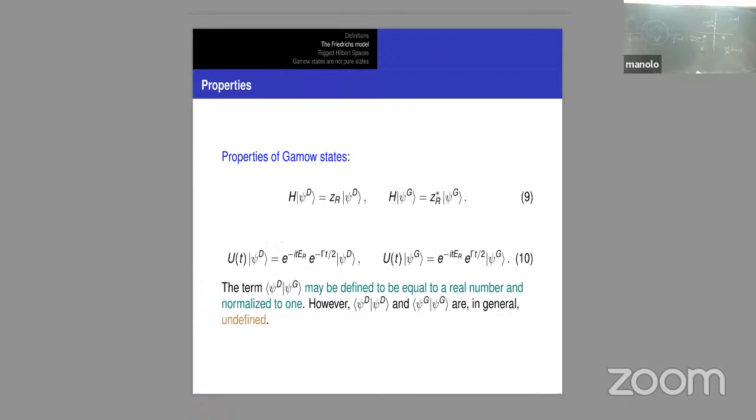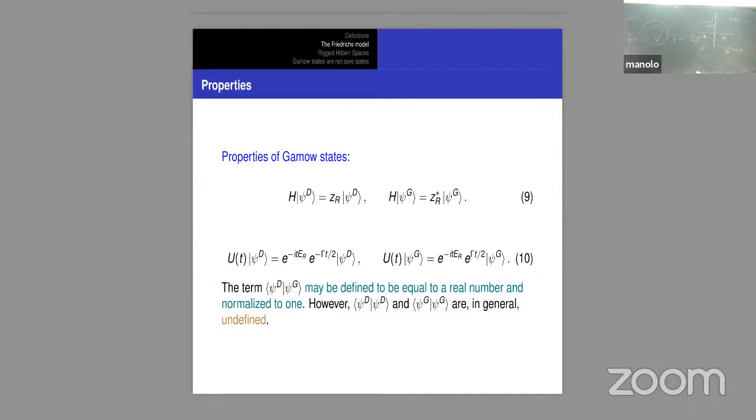In fact, there are two possible Gamow states. The decaying Gamow state, which is the eigenvector of the total Hamiltonian with one of the complex poles that characterize the resonance, and the other one corresponds to the complex conjugate. The decaying one is called like that because it decays exponentially to the future, and the growing one is called like that because it grows exponentially to the future and decays exponentially to the past.